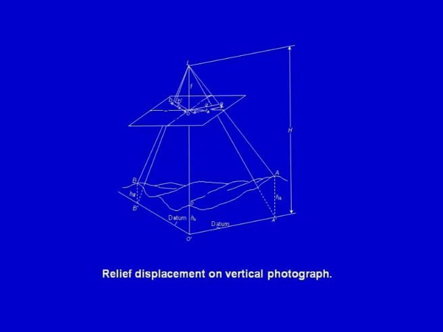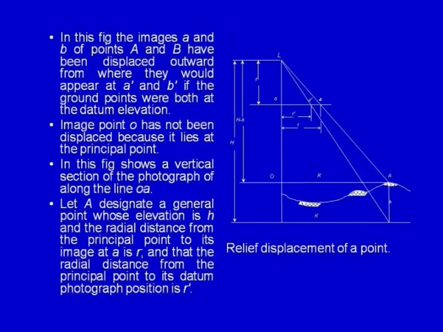Similarly, if we have another point B at an elevation of h_B, then depending on its height, it will have its displacement on the image. What we find is that whenever this displacement takes place above the datum, the displacement is outward. If this displacement is correlated with respect to the center of the photograph, then the distance of the point A when it is lying on the datum is represented as r dash, and similarly the point A at its original height h_A is represented by a on the image, and this distance from the center of the photograph can be expressed as r.